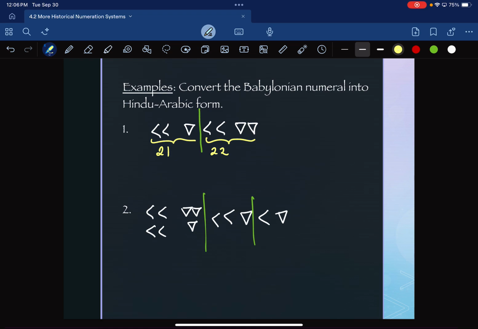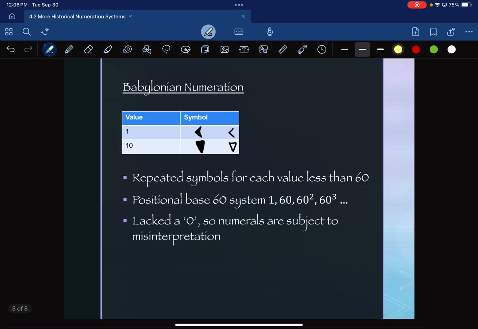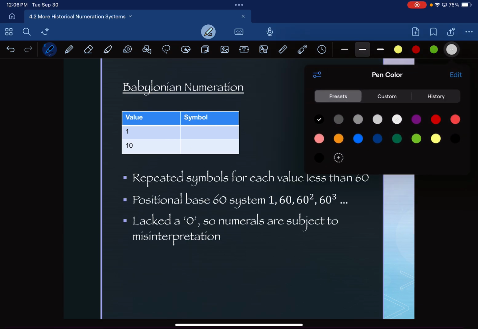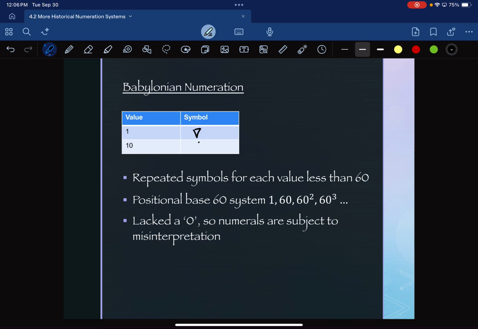Triangles are worth 1, and the arrows are worth 10. Did I write it backwards on the other slide? Did I really? I did write it backwards. I'm so sorry. Let's flip them. No wonder I'm getting some faces when I'm doing things. This one's triangle, this one's arrow. There we go. Get them in there right. So sorry.